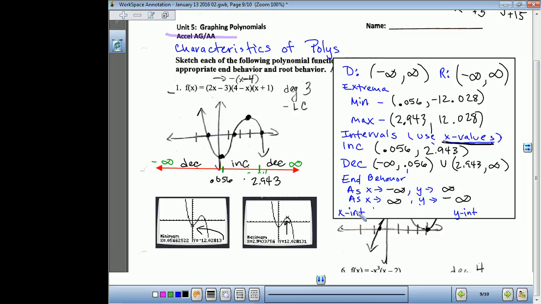X-intercepts are simple. We needed them to graph it anyway. They occur where x equals 3/2, 4, and -1. To find my y-intercept, remember, we go back and plug in 0 for x, so we get -3 times 4 times 1. So the y-intercept occurs at -12. That's not that hard.